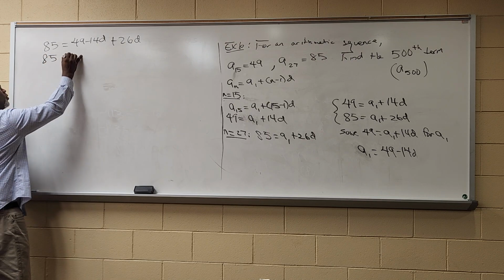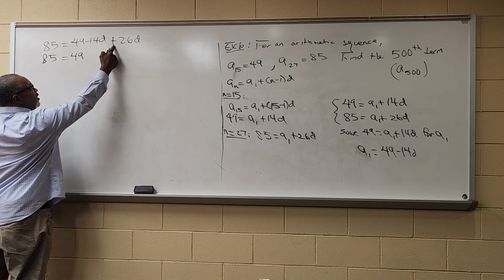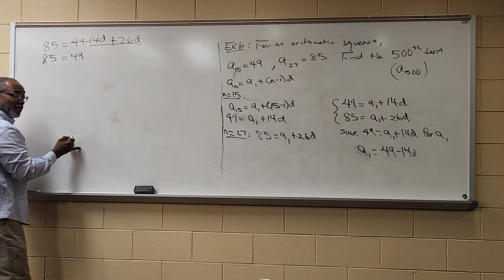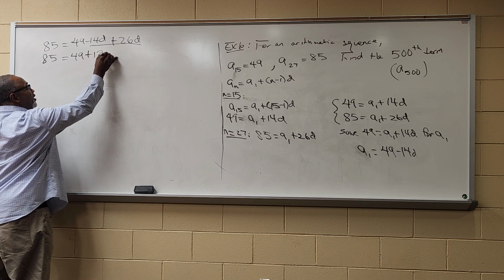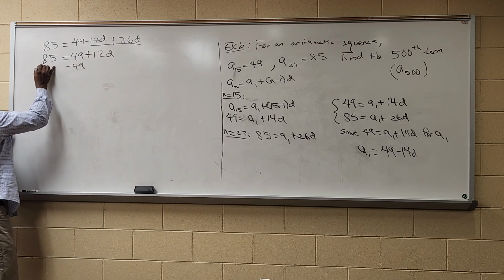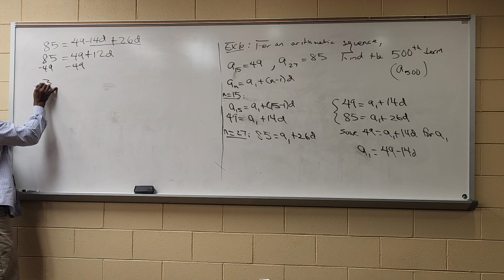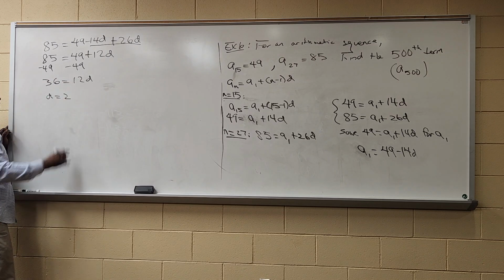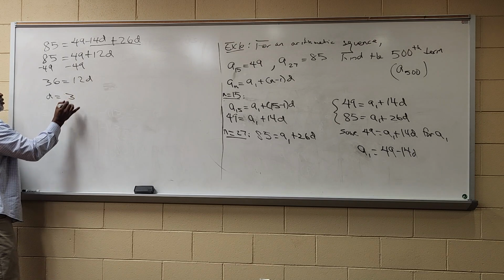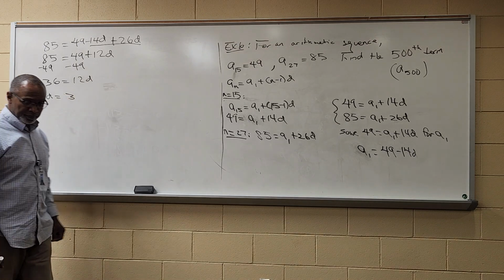So 85 equals 49 minus 14D plus 26D, these are like terms, I can combine them. Negative 14 plus 26 is plus 12D. Subtract 49 from both sides, and I'll get 36 equals 12D. D equals 3. D will be equal to 3.